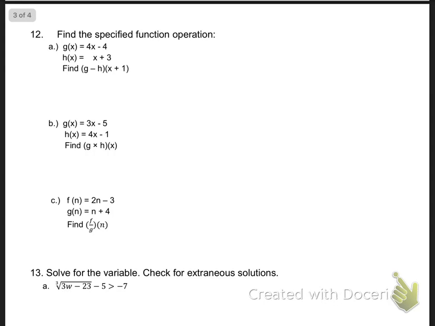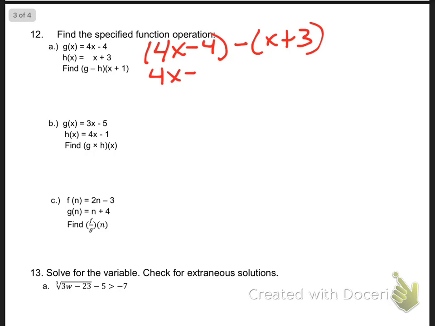All right, so I have g minus h here. So I'm going to use parentheses: (4x minus 4) minus (x plus 3). So I'm going to get 4x minus 4. Now I am going to distribute this minus 1. So I'm going to make this a plus, minus, minus, minus x minus 3. So I get 3x minus 7.